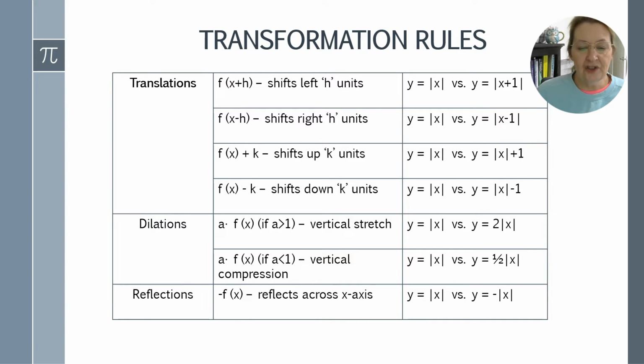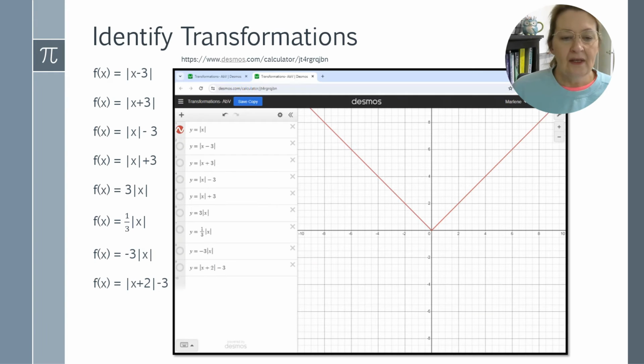Now, your reflection just flips it over your x-axis. Now, let's look at some transformations in action. This is Desmos, and I'm going to show you what happens to this base function. I started with y is equal to the absolute value of x. So let's watch what happens here as it moves through all these transformations.